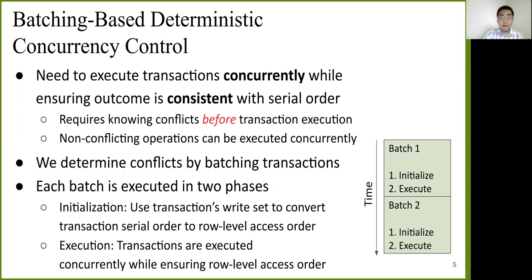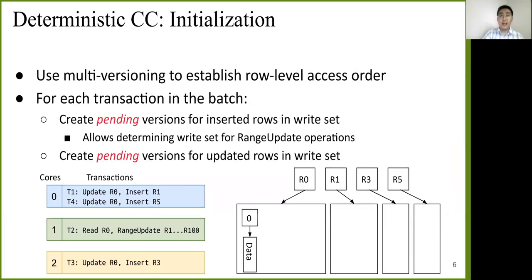Inside each batch, there are two phases, initialization and execution. In the initialization phase, we use the transactions' write sets to convert the transaction serial order into row-level access order. So that in the execution phase, transactions are executed concurrently while simply ensuring the row-level access order. In our work, we use multi-versioning to establish row-level access order.